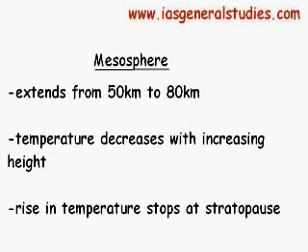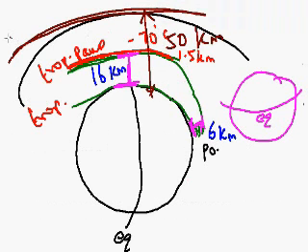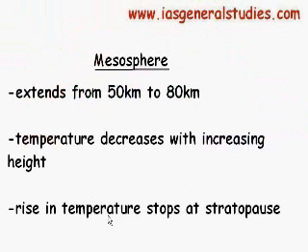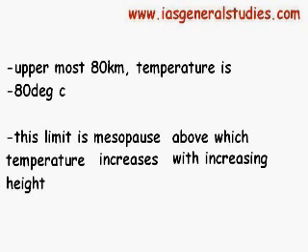Now next comes the mesosphere. It extends from 50 to 80. In the diagram we already put 50, so above that it will be till 80 kilometers in height. Totally it will be 80 from the Earth's surface. The temperature decreases with increase in height, and the rise in temperature stops at the stratopause. At the uppermost 80 kilometers the temperature is minus 80 degrees centigrade, and this limit is the mesopause, above which the temperature increases with increasing height.